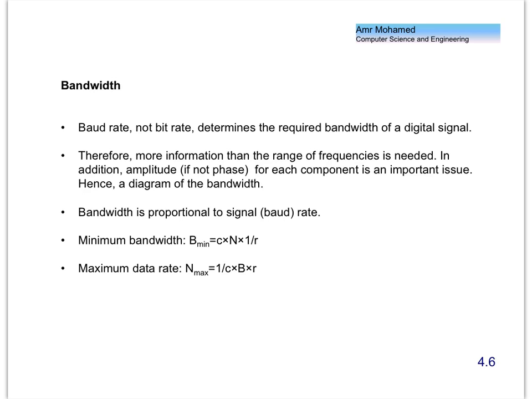So the baud rate is what actually affects the bandwidth in terms of hertz, not the bit rate. So the bandwidth itself is proportional to the signal baud rate. The bandwidth of the signal is proportional to the bit rate based on the case factor. So the minimum bandwidth is in fact the baud rate. So this average changes per second will be the minimum bandwidth. So the minimum bandwidth is calculated as this baud rate or this signal rate.